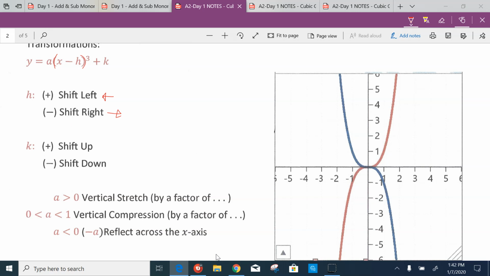When you have a number added outside parentheses, just the way you see it, if you're adding a positive number, then the graph will move up. If you subtract a number at the end outside parentheses, it'll move the graph down.